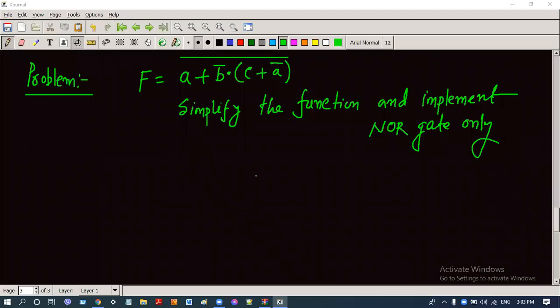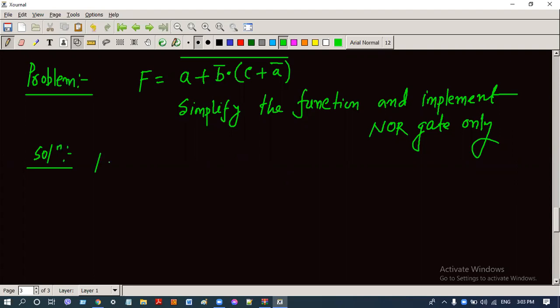So okay, here given the function f is equals to (a plus b complement) dot (c plus a complement) whole complement. At first we have to simplify the function and implement the simplified function by NOR gate only. So now solution.